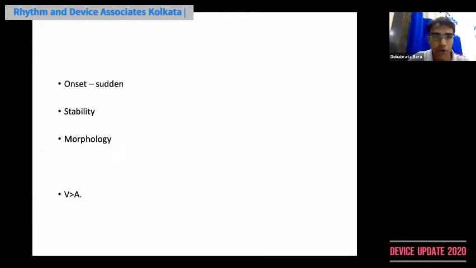I will move forward. So what are the criteria by which you decide whether it is an SVT or VT? One criterion is called onset, stability, morphology. These are the major 3 criteria. The fourth one is PR logic, the relation of P to R. In Medtronic and most of the devices, dual chamber devices have the PR logic.